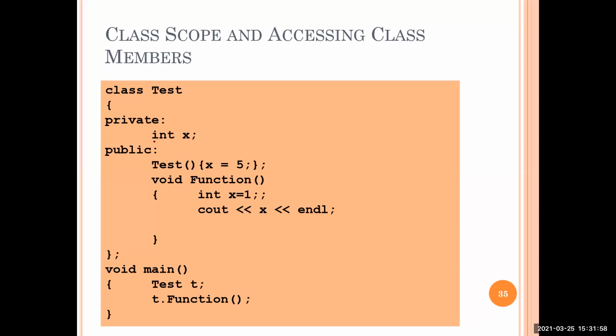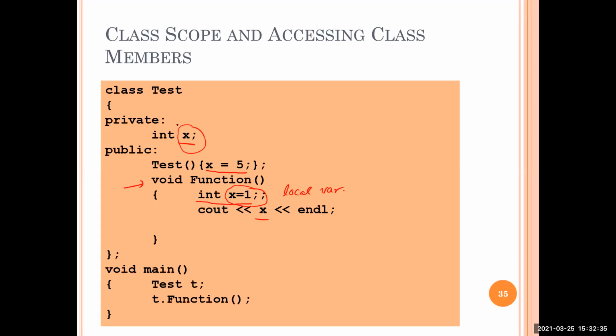So we have a class and you have int x. This is the class data member. In the constructor, we are giving a value 5 to this data member. Now we have a function in the class. In the function, we again take a local variable which also has the same name x. So this is actually the local variable of this function. Now there can be some confusion: when you write cout x, whether we are talking about this x which is local, or the x which is the class data member.